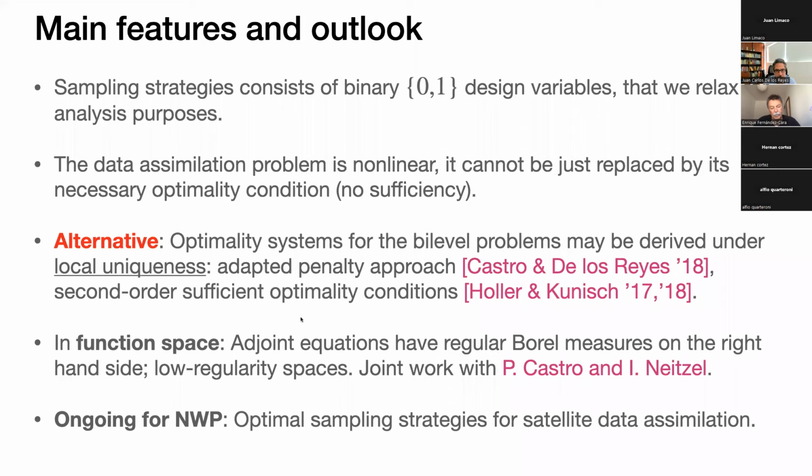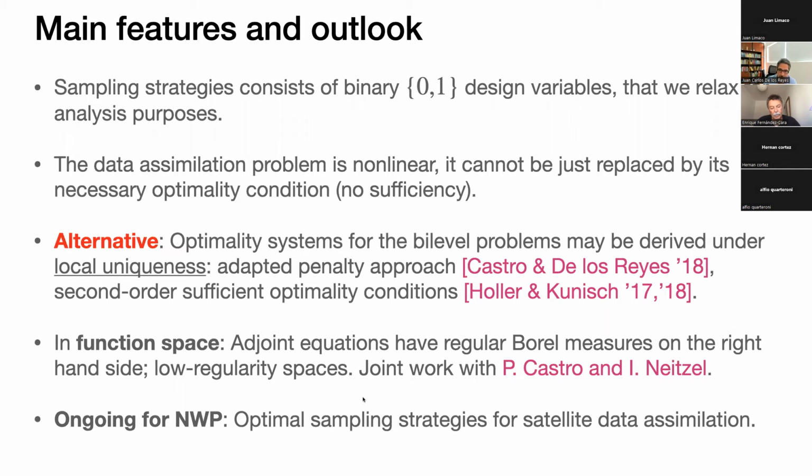Now, what happens if you consider PDEs, for instance? In function spaces, if you consider the lower level problem with the PDEs as the dynamics, then what you typically obtain, as you have pointwise observations in space, is an adjoint system that has Borel measures on the right-hand side, and you have to work with quite low regularity spaces to get some sort of analysis. And what we are currently starting to work on is the design of optimal sampling strategies in the case of satellite data simulation.